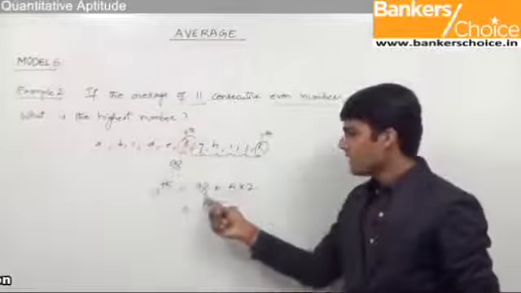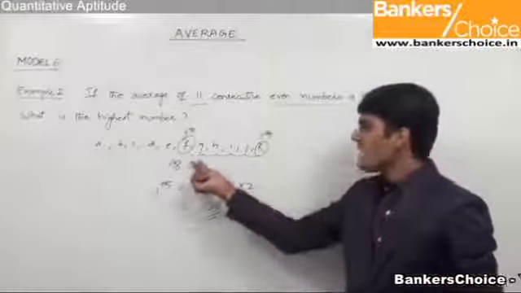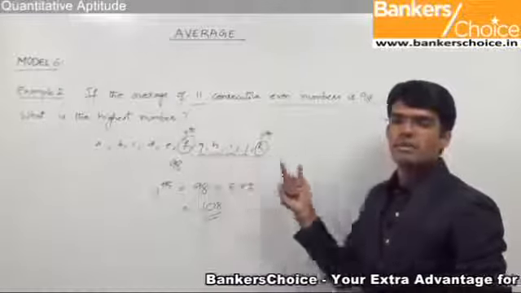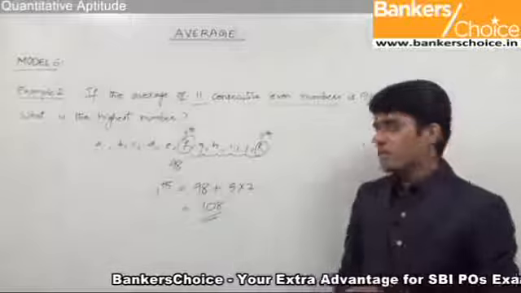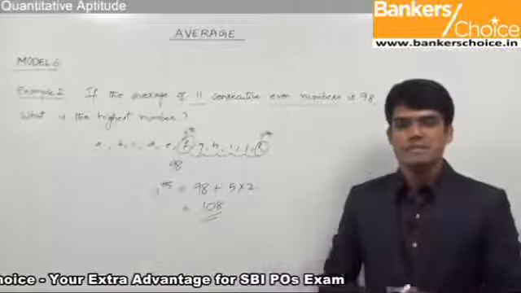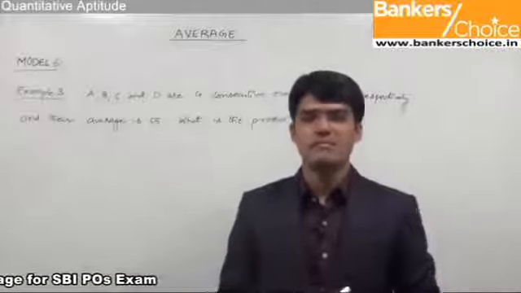98 is the sixth number, and 5 into 2 is the number of numbers which we have after the sixth number times 2, the difference between each two consecutive numbers. So we can directly say that the highest number will be 108 without writing any steps. Let us now take another example based on consecutive even numbers.